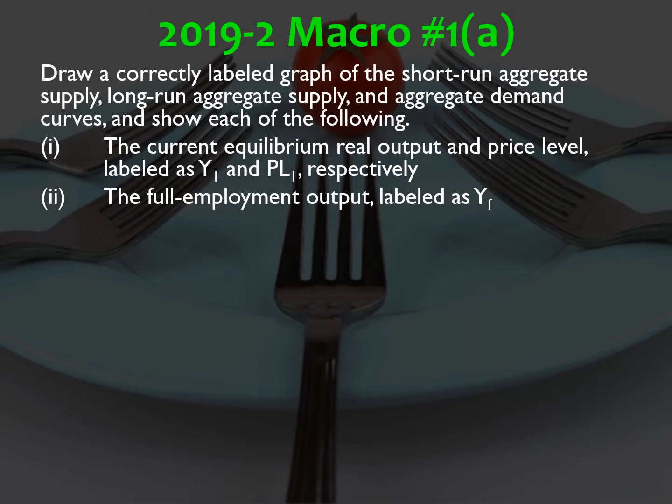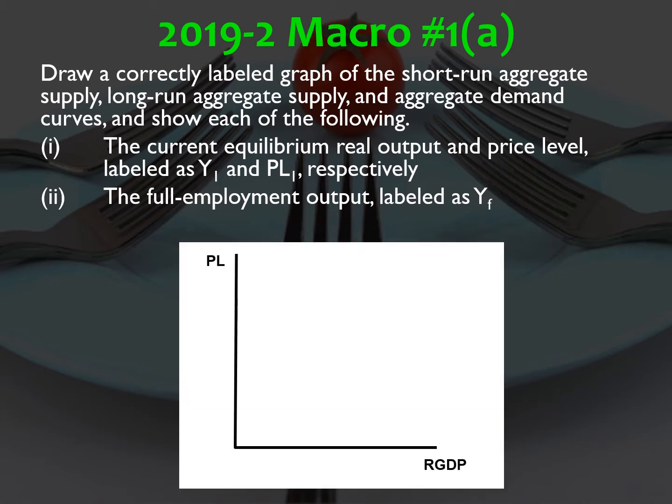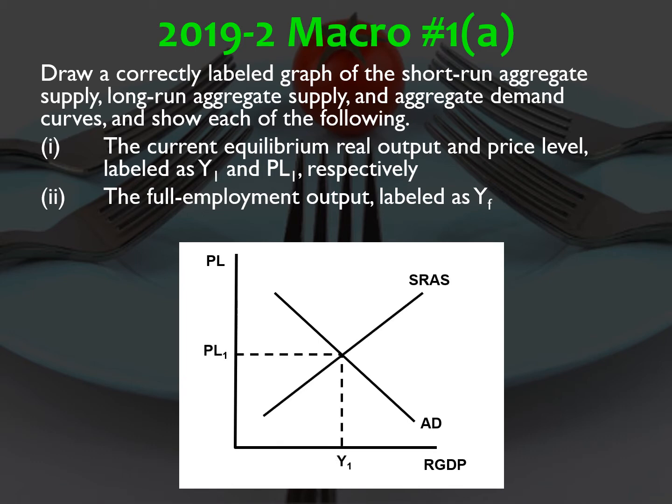1A, draw a correctly labeled graph of the SRAS, LRAS, and AD curves and show each of the following: current equilibrium real output and price level and the full employment output. Price level on the y-axis, real GDP on the x, downward sloping AD, upward sloping SRAS, intersecting at real output Y1, and price level PL1.